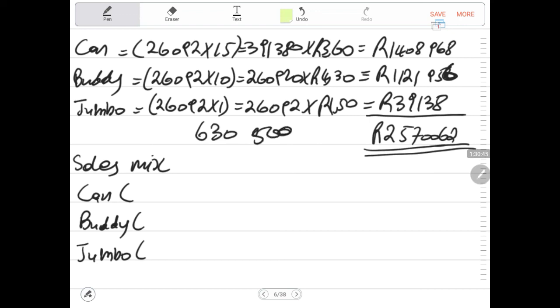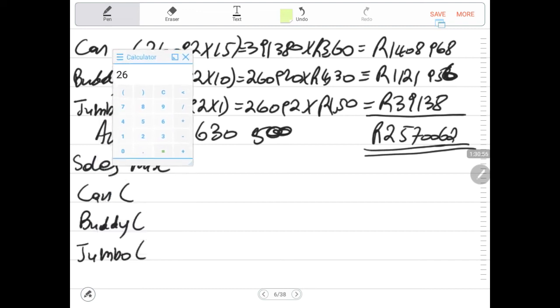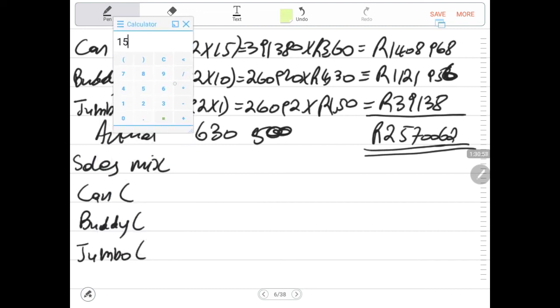630,500. So now we are calculating the standard sales mix, which is from the actual sales based on the standard mix. Our standard mix is 15:10:1. Then we say 15/26 times 630,500. That is how you calculate your standard sales.